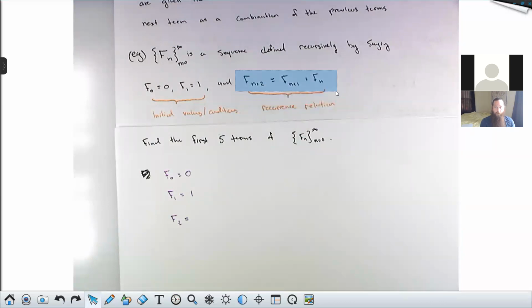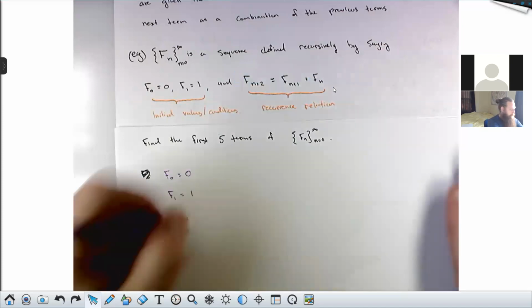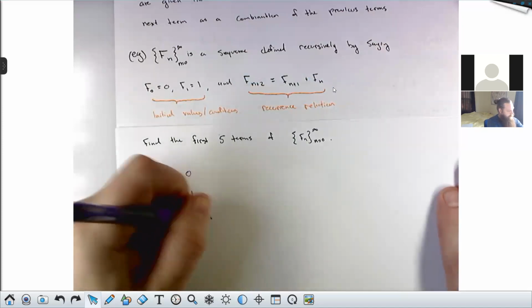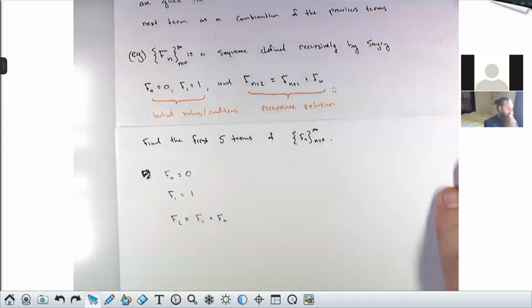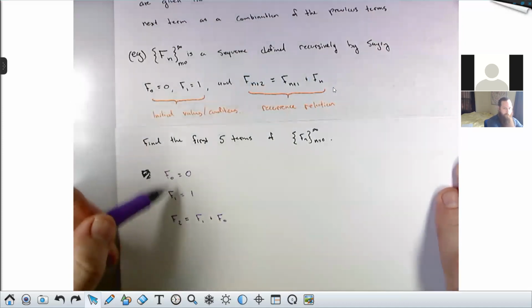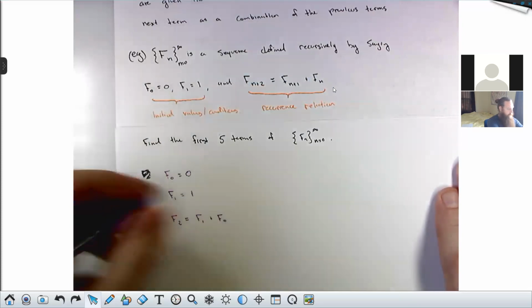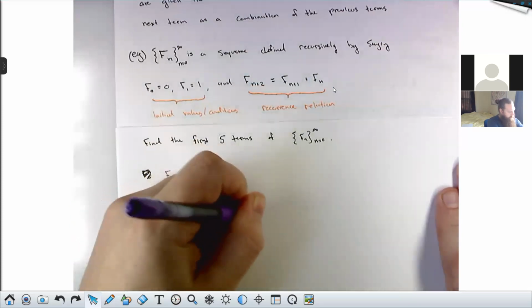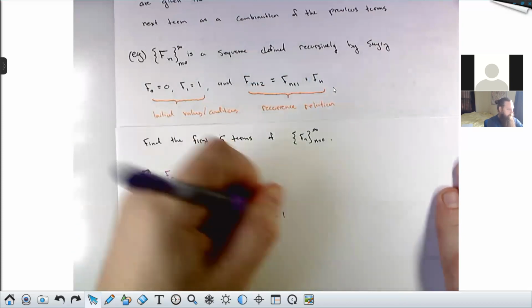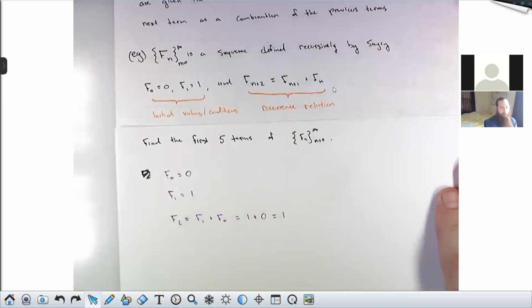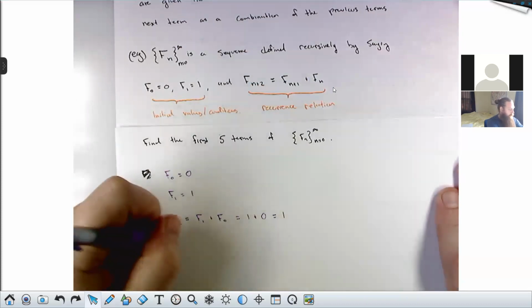Well, if you come up here and you plug in n equals 0, you'll get F2 equals F1 plus F0. And those are two things that I know. F1 is 1, F0 is 0. So this is 1 plus 0, which is 1. So F2 is 1. So far, not a very exciting sequence.